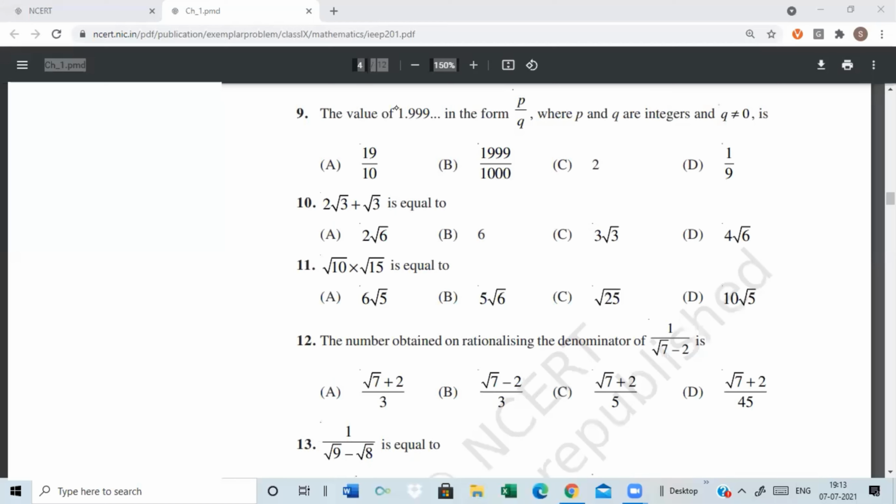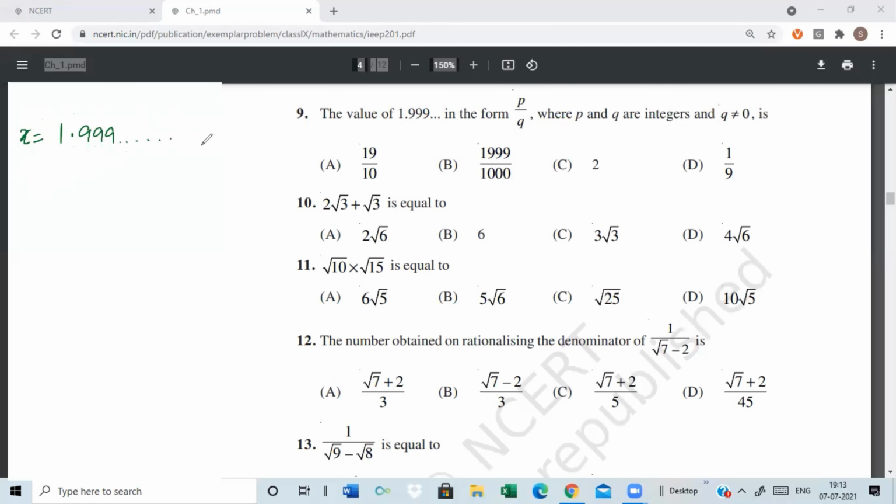Now going to question number 9, we have to write the number 1.999 repeating in the form P by Q. Means here we have to write a non-terminating repeating number in the form of a rational number, right? So how do we do that? First of all, we'll put it equal to x, right? So let x equal the given number.